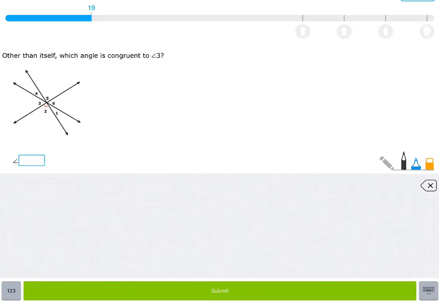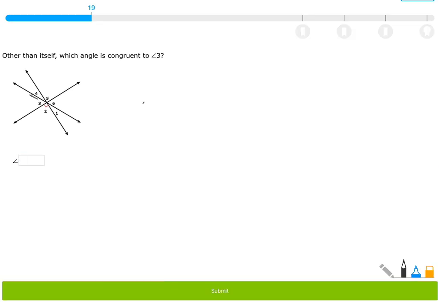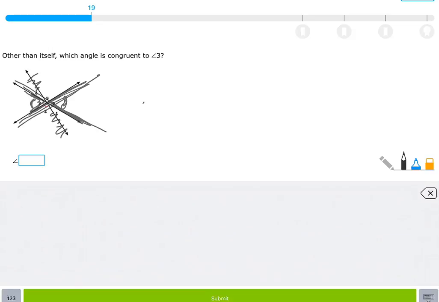So other than itself, which angle is congruent to angle 3? Well, here's angle 3. The only angle we know right now is congruent to angle 3 without more information in the picture is its vertical angle. So if I just extend this side, and I extend this side, then the vertical angle to this one is this one. And you just ignore this other line that was there to distract. So just extend one side of angle 3 and extend the other side of angle 3. And so 6 is the opposite one.